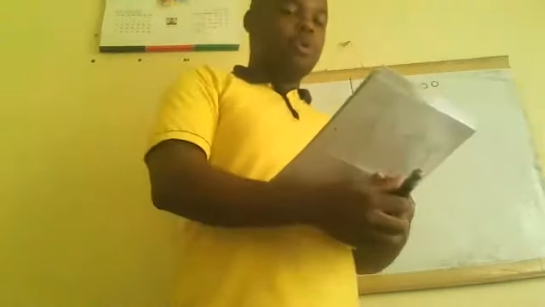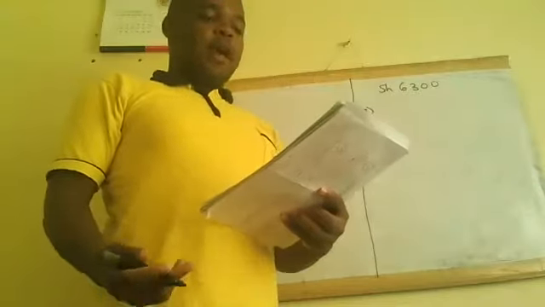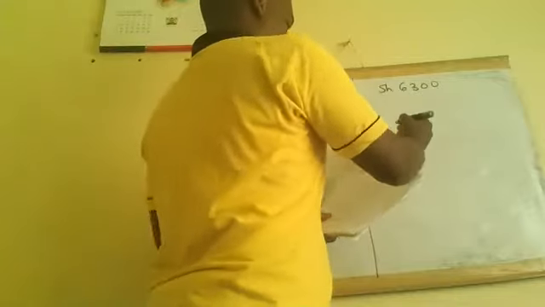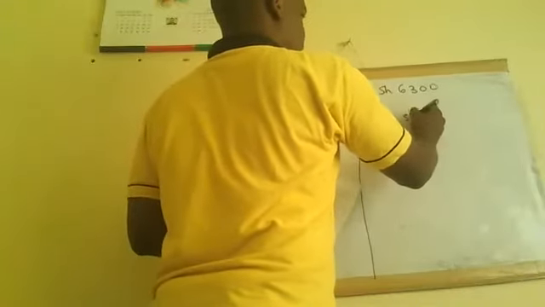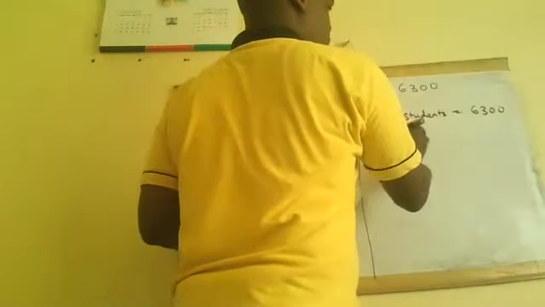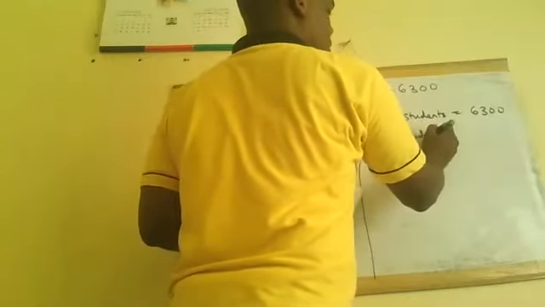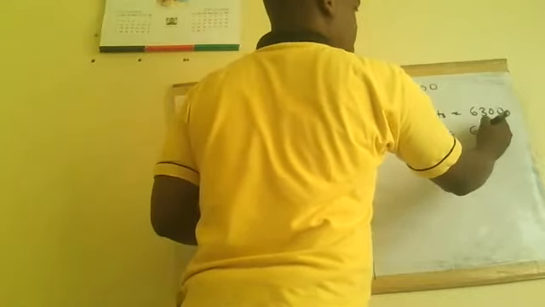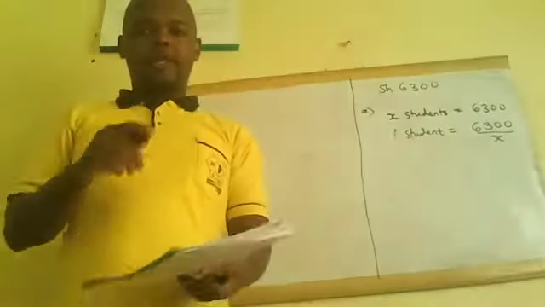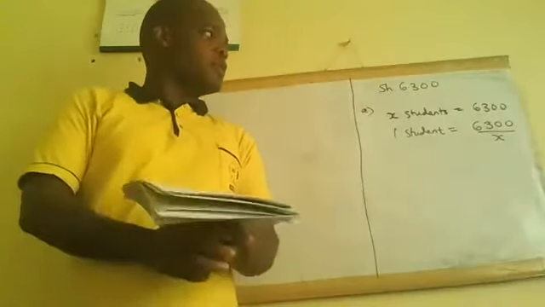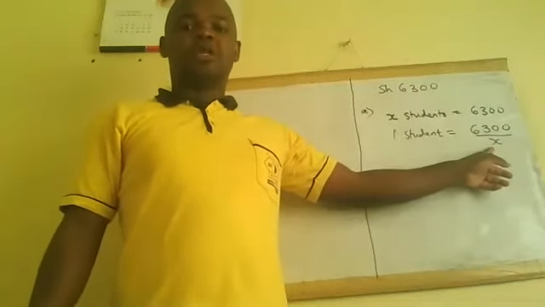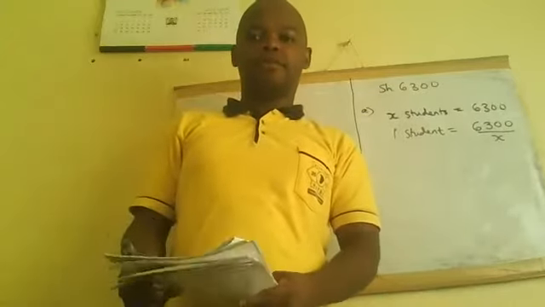So this is what you do. You remember the X is the original number. So just say that X students contribute 6,300. So one student will contribute 6,300 over X. That is the answer. So each student originally will contribute 6,300 over X.